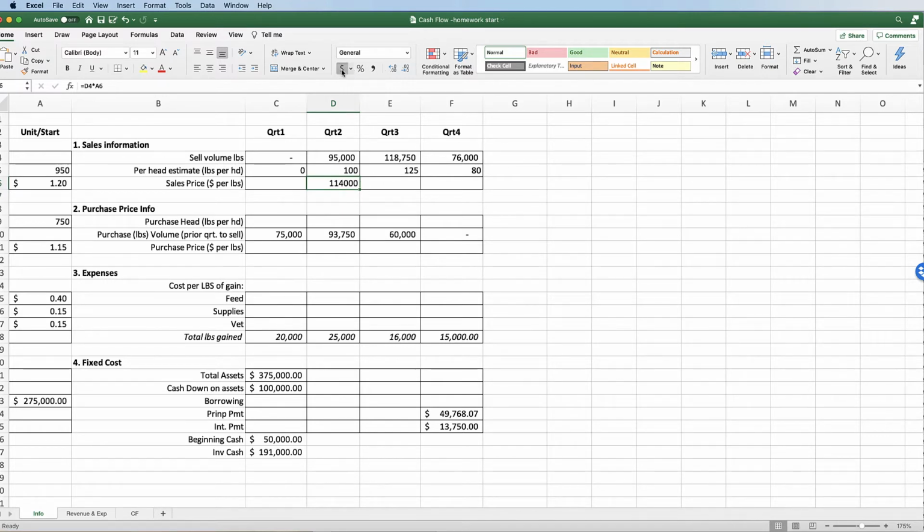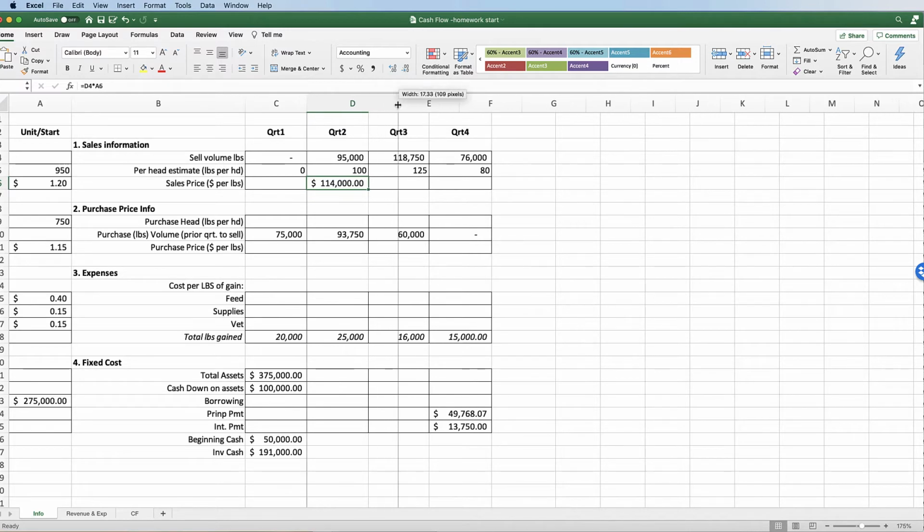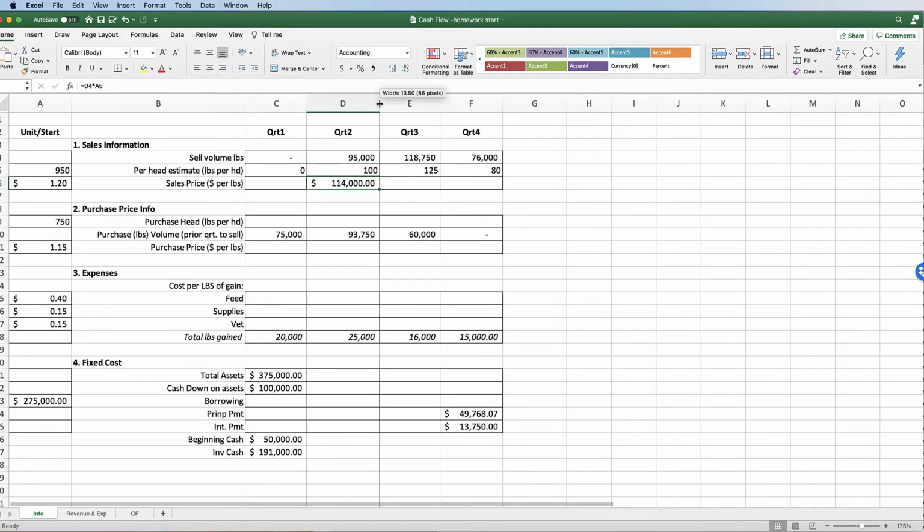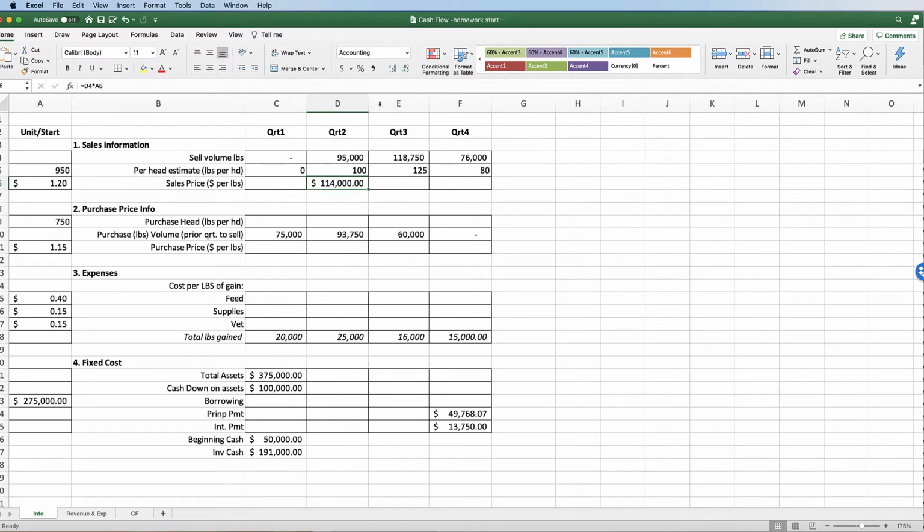That's a dollar sign. I'll use that format. And that's going to mean I need to spread that out a little bit so I can widen it like this, or you can just double click and it kind of fits it for you. So that's $114,000 we will sell in quarter two.